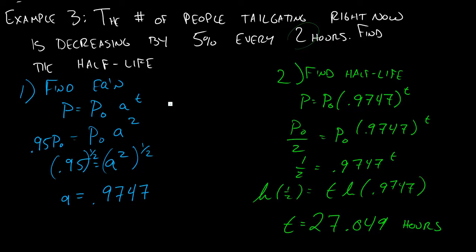So the things I want you to remember from this section are that we can take equations and we can get half-lives, like we did in example 2 and to some extent example 3, and we also can take half-lives and get equations, like we did in example 1.